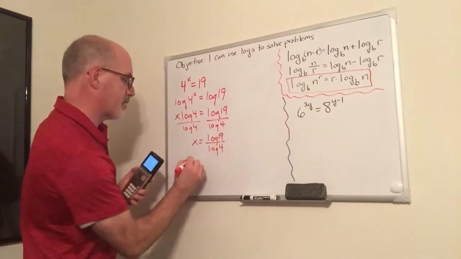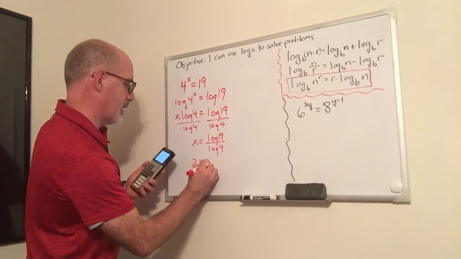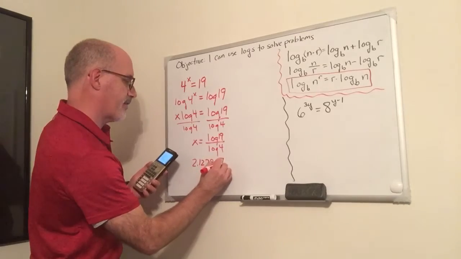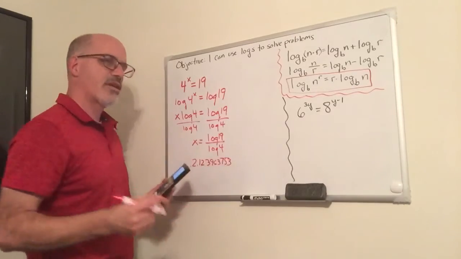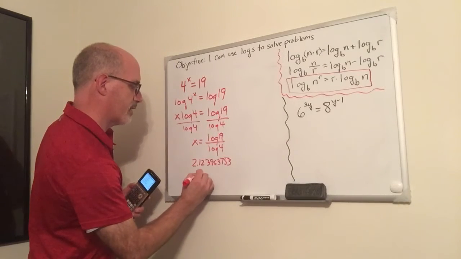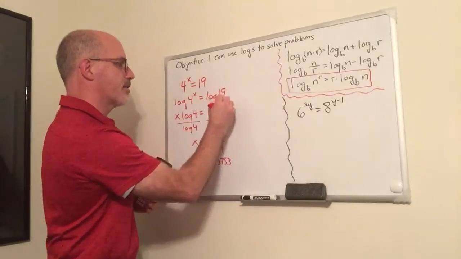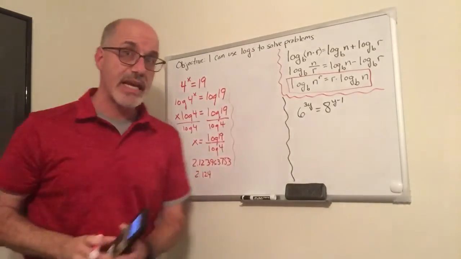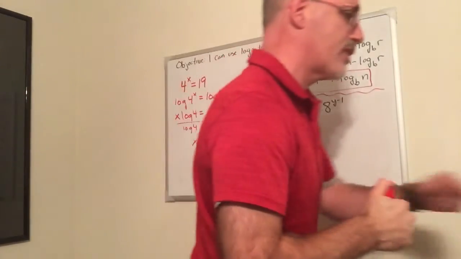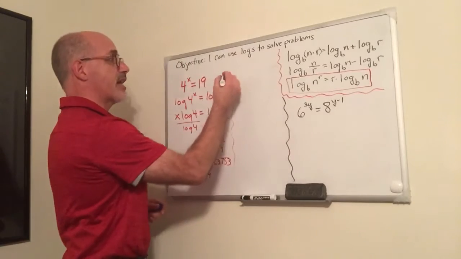And what I get is about 2.123963757. So I'll tell you to round it to another number. Let's say we just round that to 2.124. Okay? All right. So that's the basic idea of how you do these problems: take the log of both sides, and that will get the variable out of the exponent.